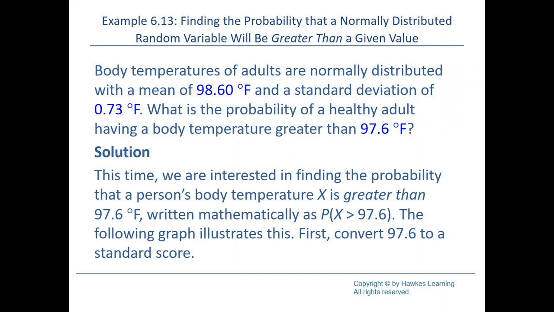It's always helpful when looking at any word problem to translate it and take what we're actually interested in finding: the probability that the body temperature x is greater than 97.6 degrees Fahrenheit, and write it mathematically. So we're going to say our probability P of x is greater than 97.6, which is literally just the words translated into mathematical shorthand. And then it also helps to draw a picture.